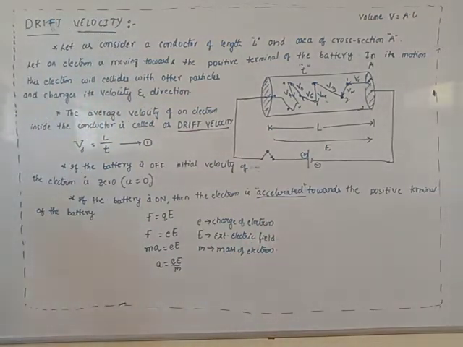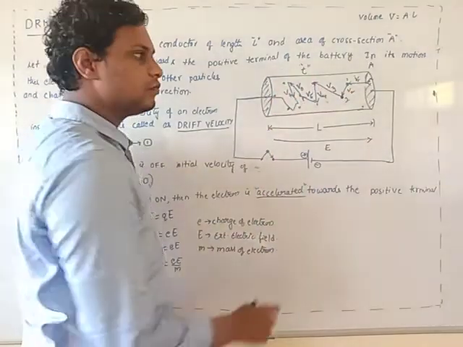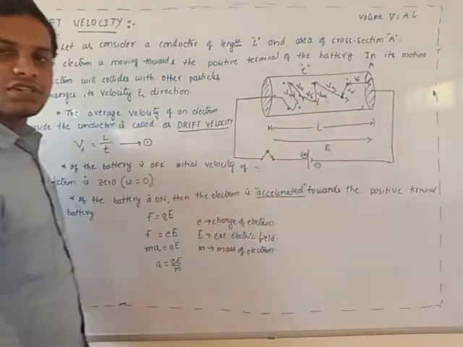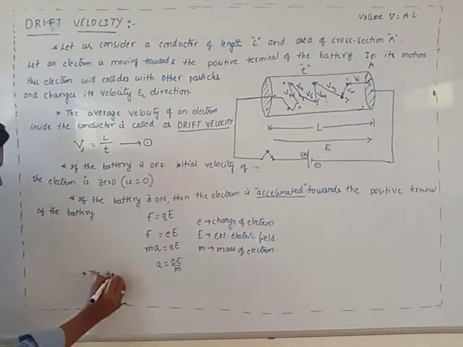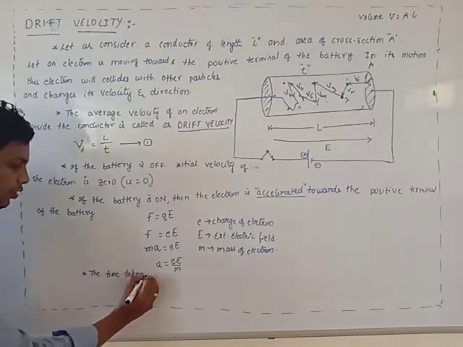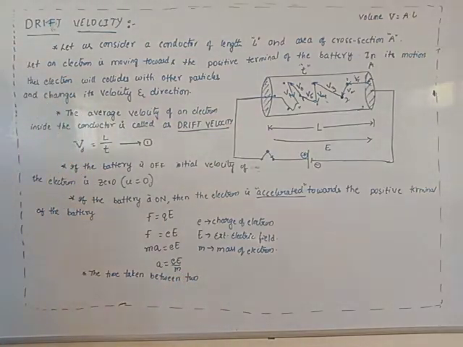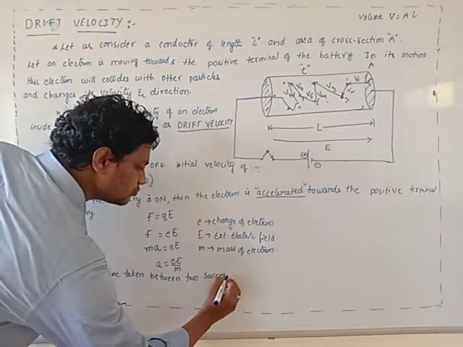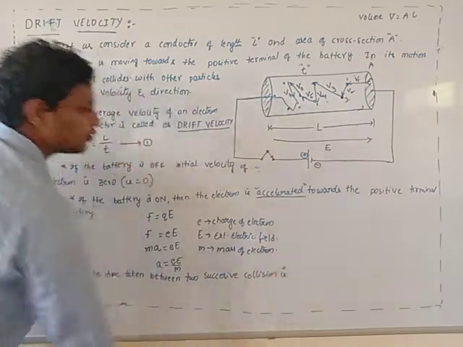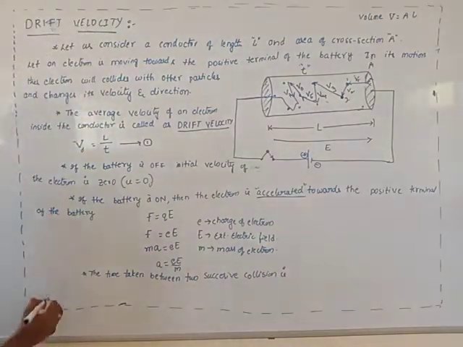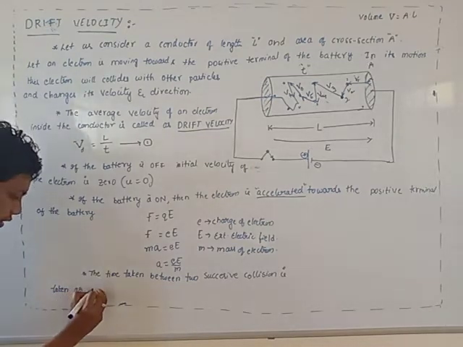I hope you understood. Just now we discussed that an electron will collide with other particles also. The time taken between two successive collisions is called relaxation time. Now I will write that point: the time taken between two successive collisions is taken as relaxation time.